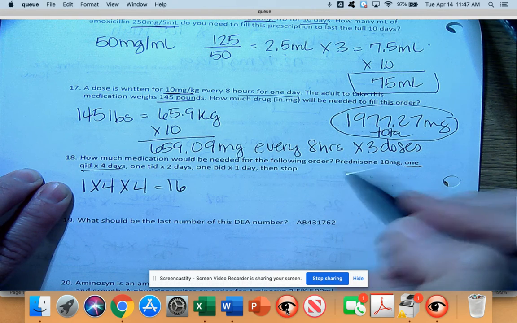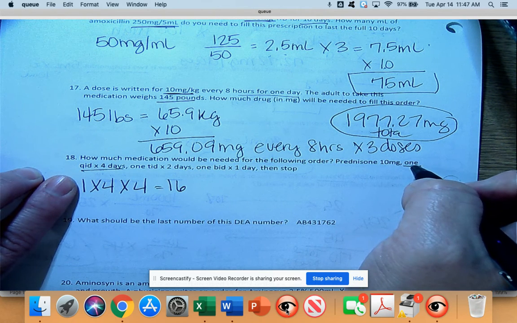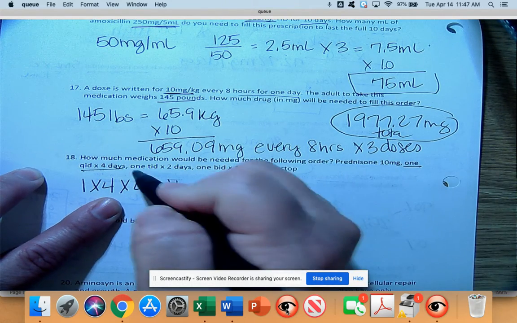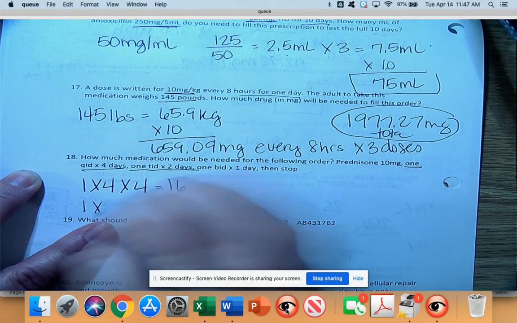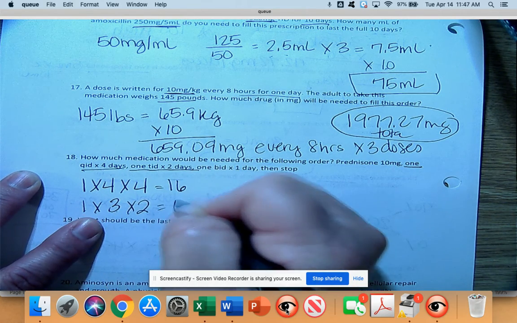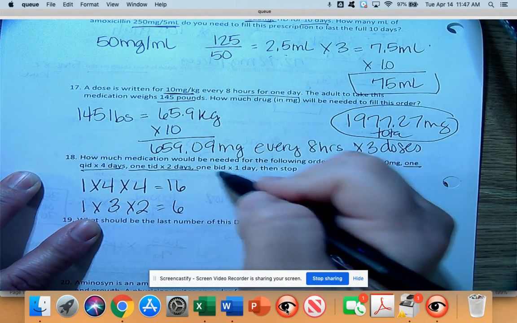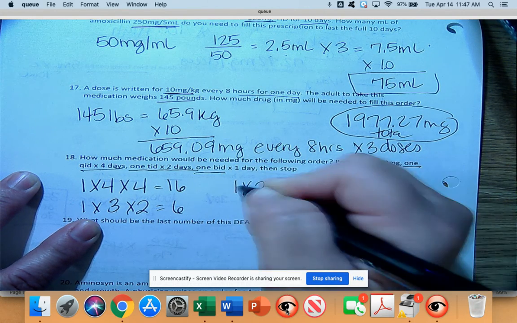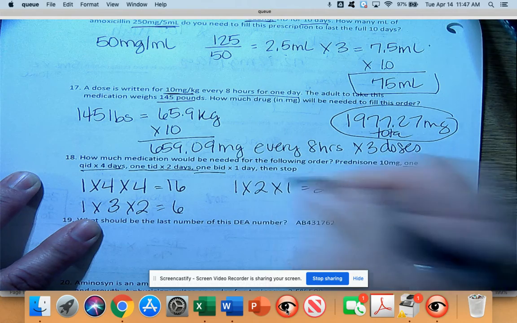Did I do that right? 1 4 times a day. So I'm going to take 4 pills. Yeah, so 16 the first set of days. And then I'm going to take 1 3 times a day for 2 days. Well, 1 times 3 is 3 times 2 is 6. And then I'm going to take 1 twice a day for 1 day. So 1 times 2 is 2 times 1 is 2. And then I'm going to stop.